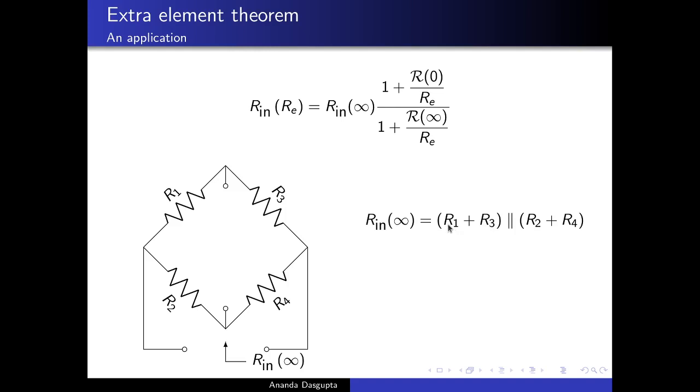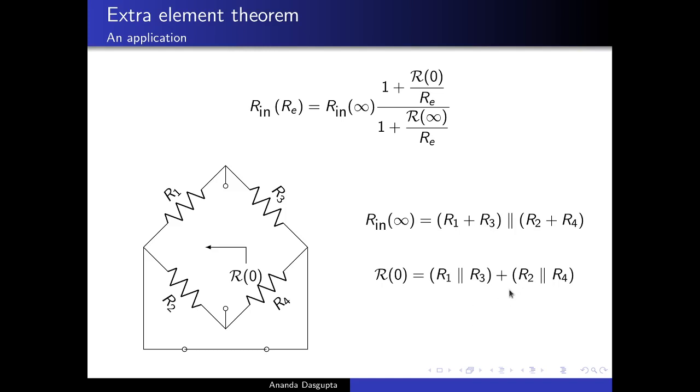Well, Rin infinity is just one of the three ingredients we need in our calculation. What about curly R0? You just put a short here. You want to find out what is the effective impedance. Of course, this puts R1 and R3 in parallel, because remember the short here simply means this line is joined. So R1 and R3 are in parallel, R2 and R4 are in parallel, and you have a series combination of them. So that's what curly R0 is.